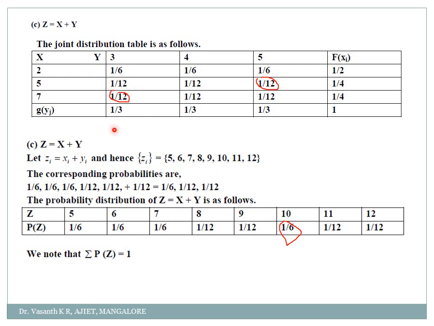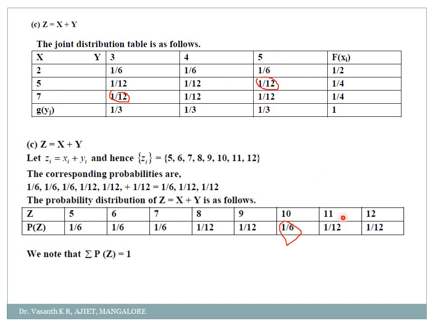Then 2 plus 4, 6. Again 6 is appearing only once, so its probability is 1 by 6. 2 plus 5, 7. 7 is also appearing once, so its probability is 1 by 6. 5 plus 3, 8. 8 is also appearing only once, so its probability is 1 by 12. 5 plus 4 is 9. Again its probability is 1 by 12. 5 plus 5 is 10. Write it 1 by 12.